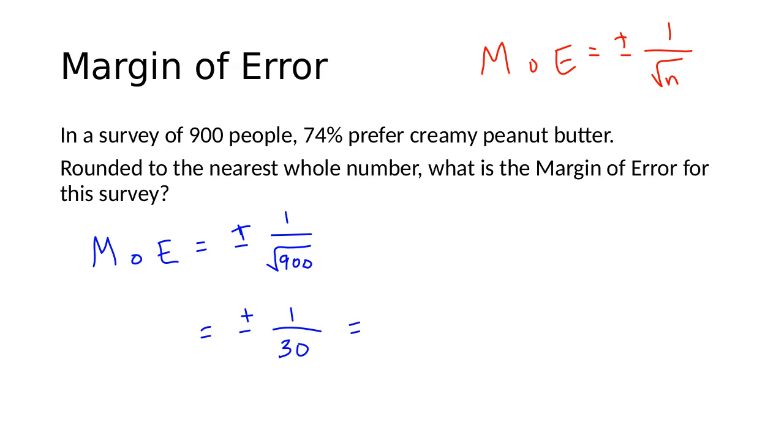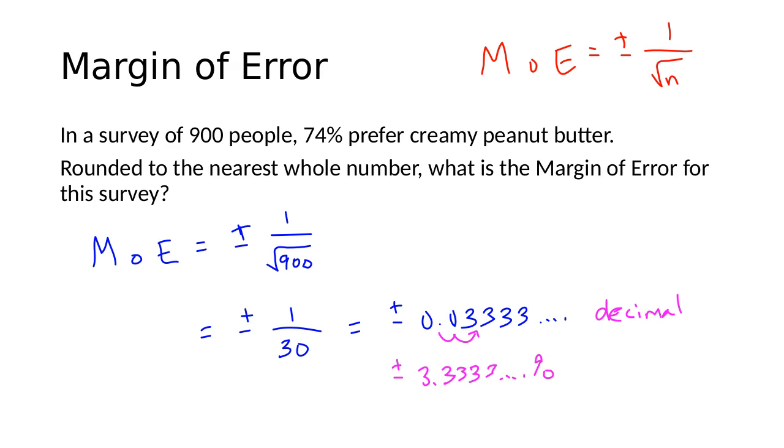And that's going to give us a margin of error that's plus or minus 0.03333. Right now, this answer is in the form of a decimal. What we want our answer to be for margin of error is as a percent. So we need to convert this decimal to a percent. To do so, we're going to move the decimal point over 2 places. And so now what we're looking at is plus or minus 3.3333%.